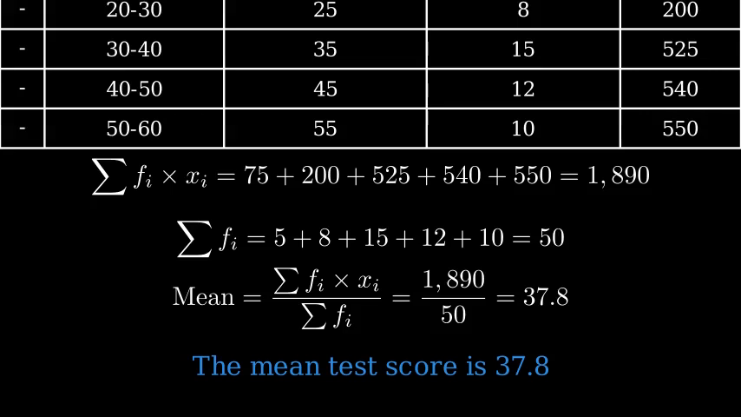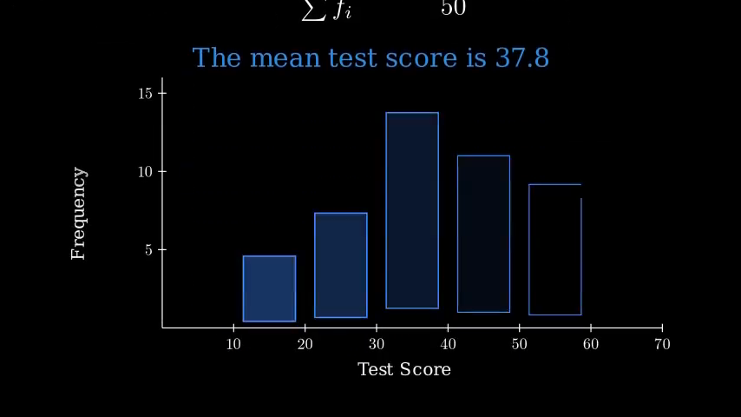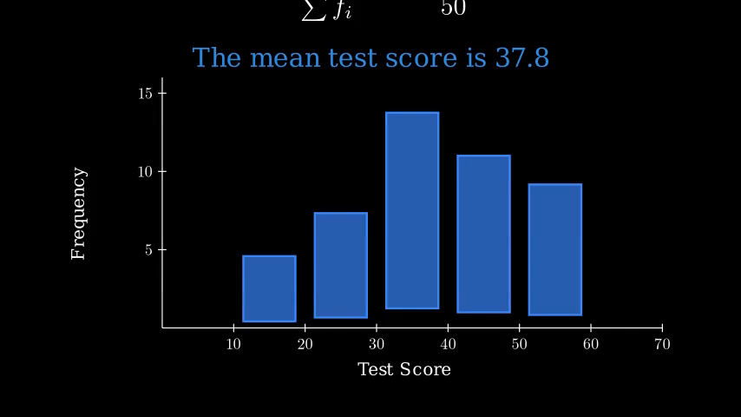Let's visualize this data to better understand the distribution. This histogram shows the frequency distribution of the test scores. The height of each bar represents the number of students in each score range. The vertical red line represents the mean value we calculated, which is 37.8. Notice how the mean is located near the center of our distribution, as we would expect.